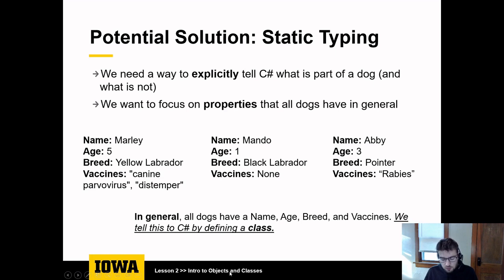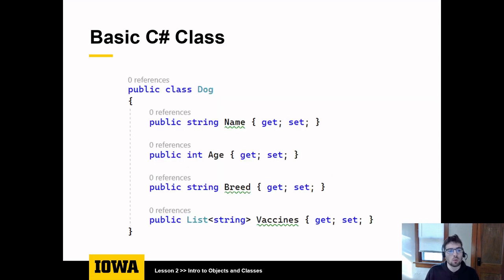So to express this, that we want to define what a dog is and what's true about dogs in general, we create a class in C#. This says the same thing the last slide said, except in C# and a little more precisely. So we can see a dog.